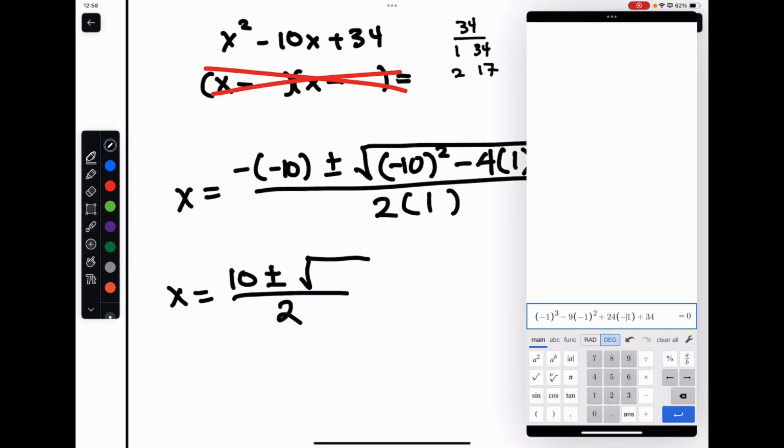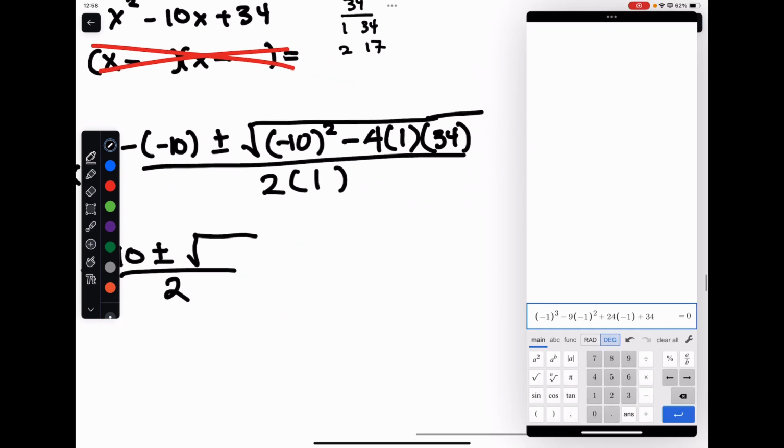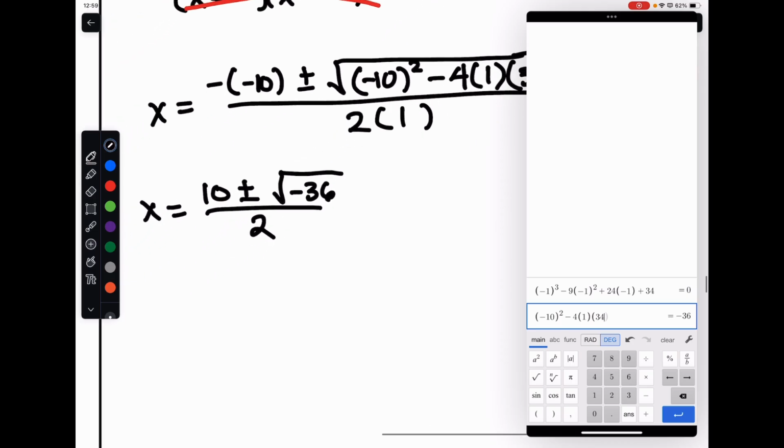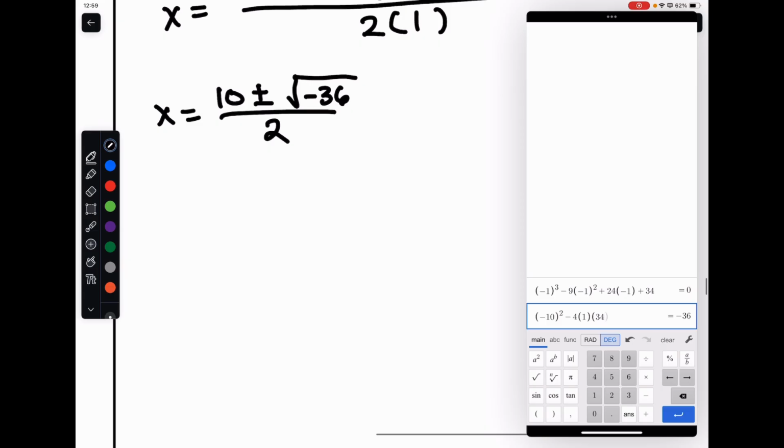And let me get our calculator so we can identify what the discriminant equals. So we have a -10 to the second power. Oh, I meant to write negative. Not that it matters. It's still going to be 100. As you see, both positive or negative, I still get 100 there. Now minus 4 times the value of 1 times the value of 34, I get a -36.